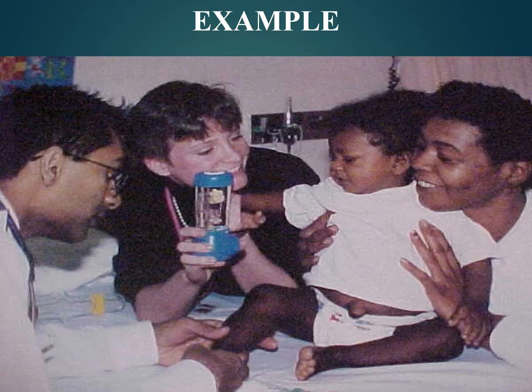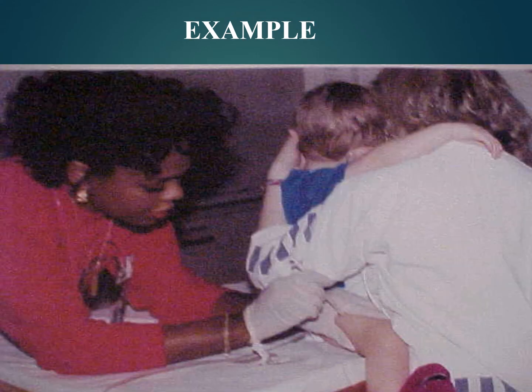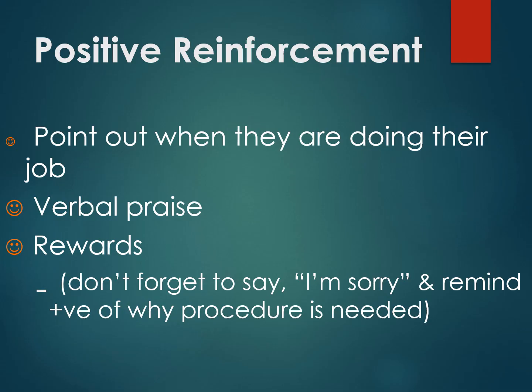This is an example of how to make the child comfortable: the physician, the mother, and another nurse. The nurse and the mother, and the child is hugging his mother. Positive reinforcement: point out when they are doing their job. Verbal praise. Rewards. Don't forget to say I am sorry, and remind them positively of why the procedure is needed. This is to be done as positive reinforcement.